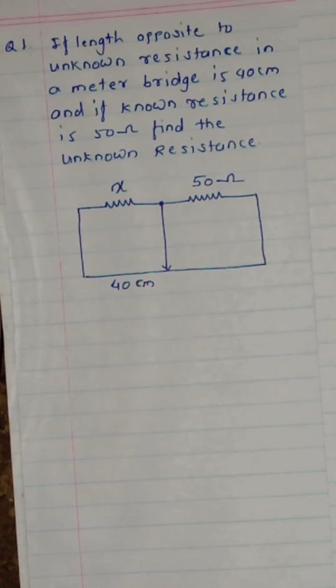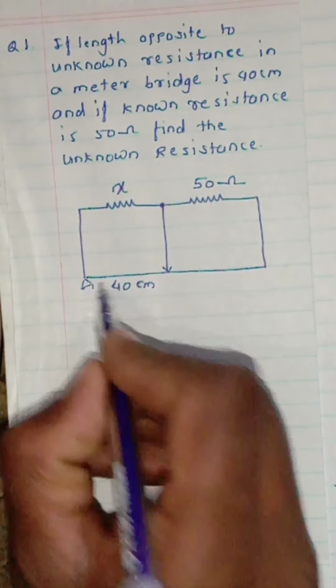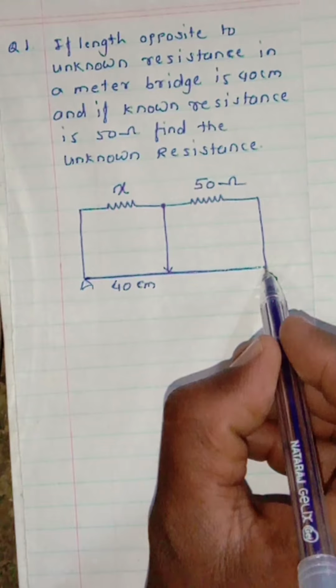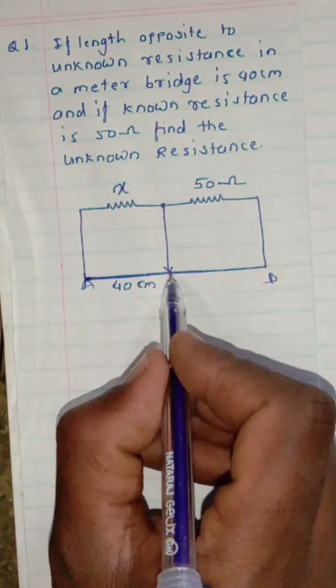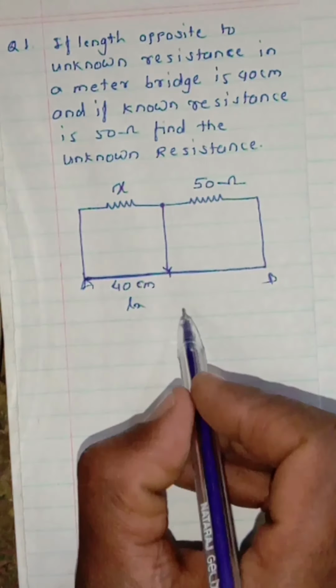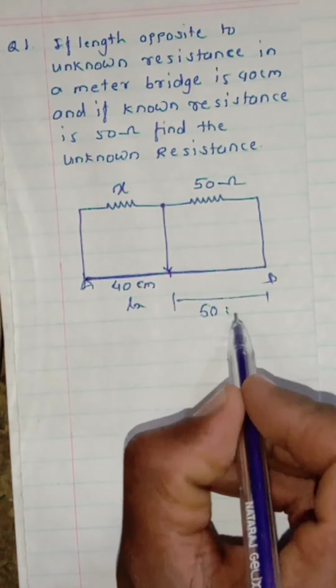Remember one thing, that the instrument is a meter bridge, that is from point A to point B. The length of the meter bridge is 100 cm. The given length is 40 cm. This is the first segment, called L X. And this is the other segment, 100 minus 40, which is 60 cm.